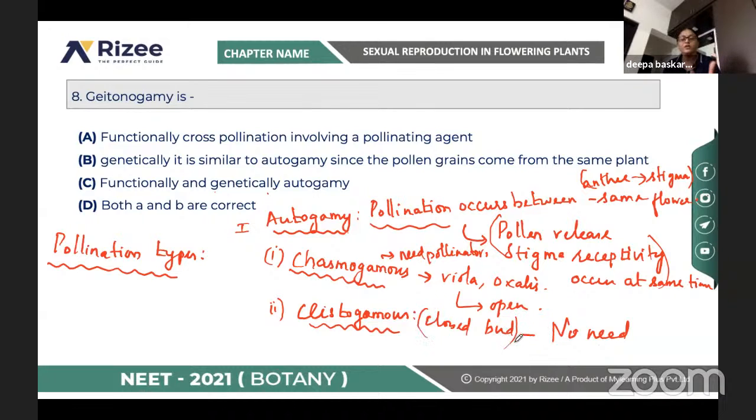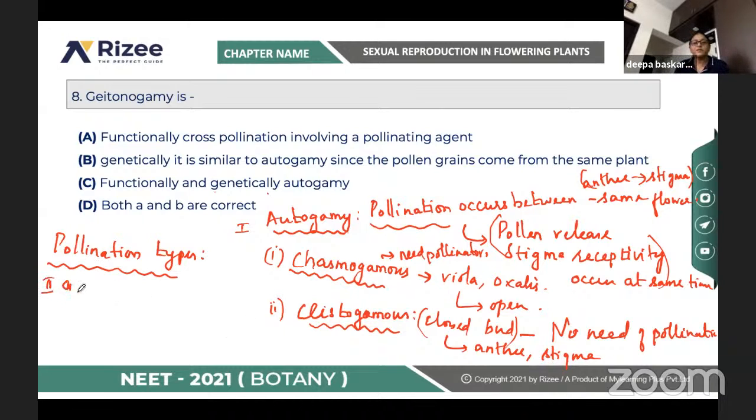They won't open. So inside the bud, what is happening? Pollination is happening. So there is no need of pollinators. So inside the bud, what are there? That is anther and stigma. Both are there. So there is no need of pollinators. The anther will meet the stigma. This is called autogamy. So the second one is geitonogamy.